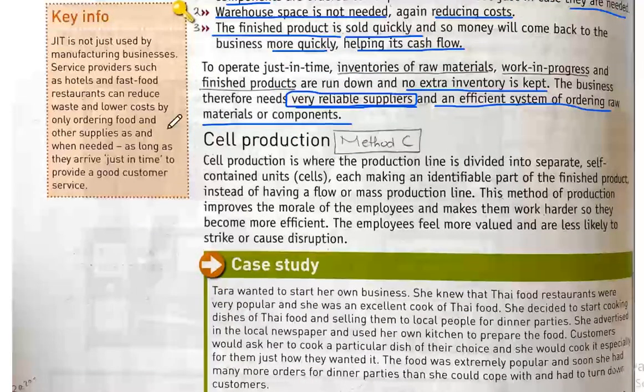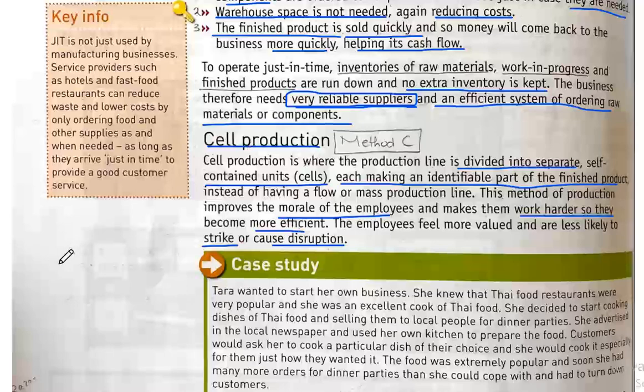The final method is cell production. Cell production is where the production line is divided into separate self-contained units or cells, each making an identifiable part of the finished goods instead of having a flow or mass production line. This method of production improves the morale of the employees and makes them work harder so they become more efficient. The employees feel more valued and less likely to strike or to cause disruption.